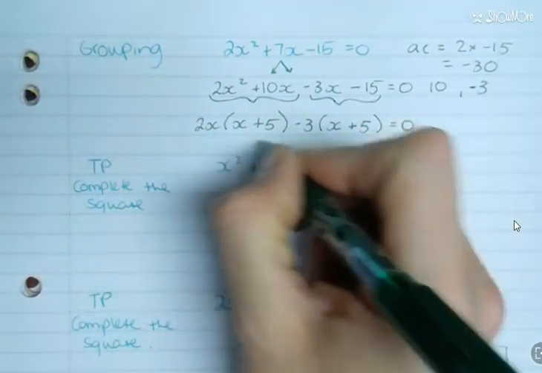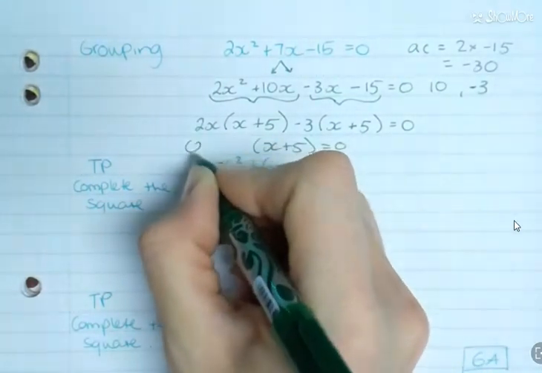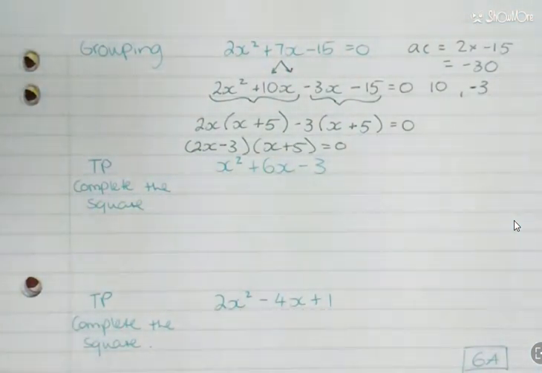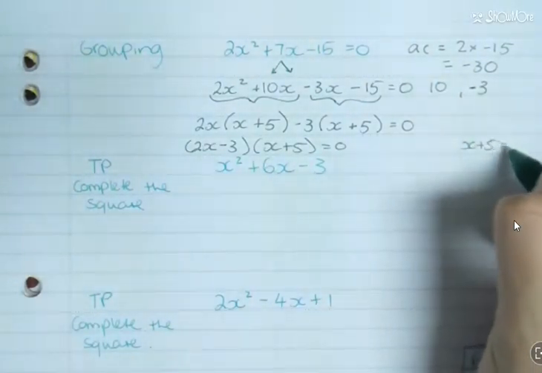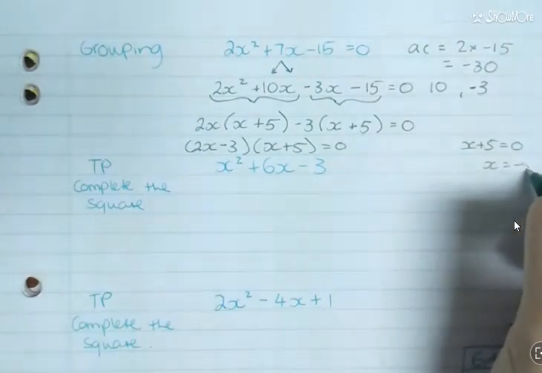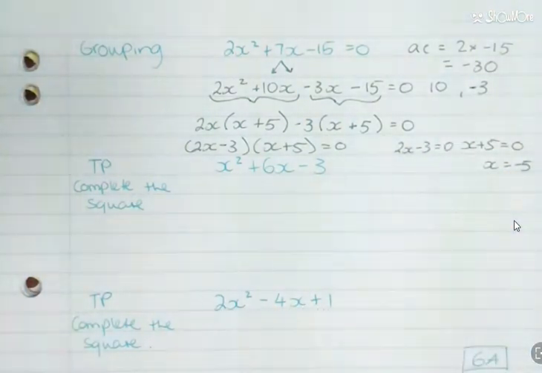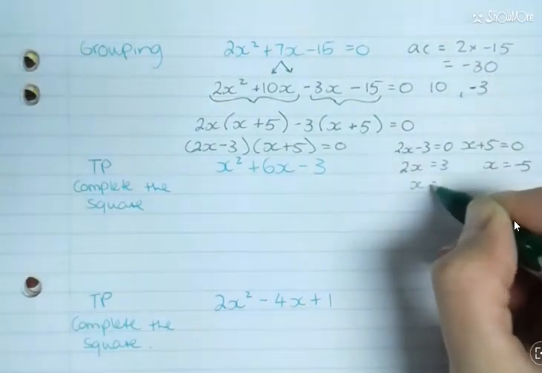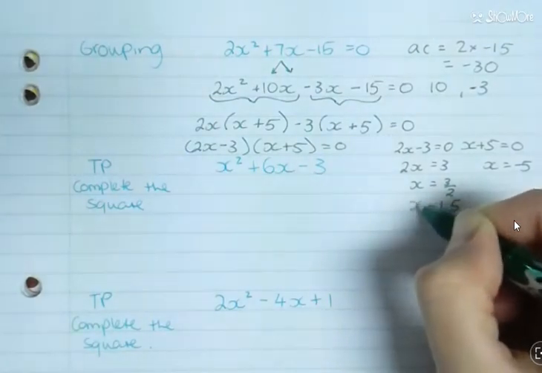Okay, so x plus 5 becomes one of my factorised brackets, and the remainder, so 2x and negative 3, becomes my other bracket. So from there, then I go through my same process of deciding what x is equal to. So x add 5 has to equal 0, so x is going to be negative 5. 2x take 3 also equals 0. So 2x equals 3, x equals 3 on 2, which is simply 1.5.